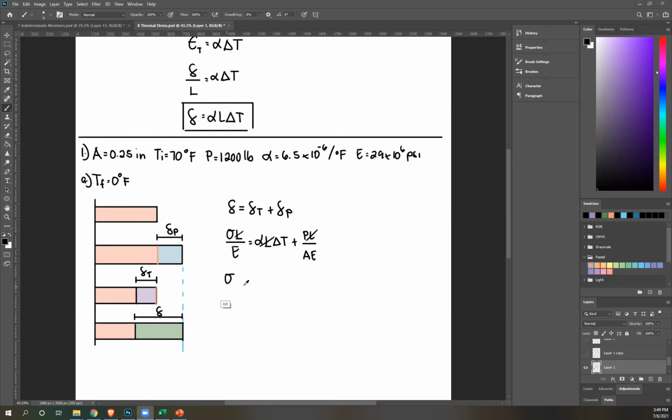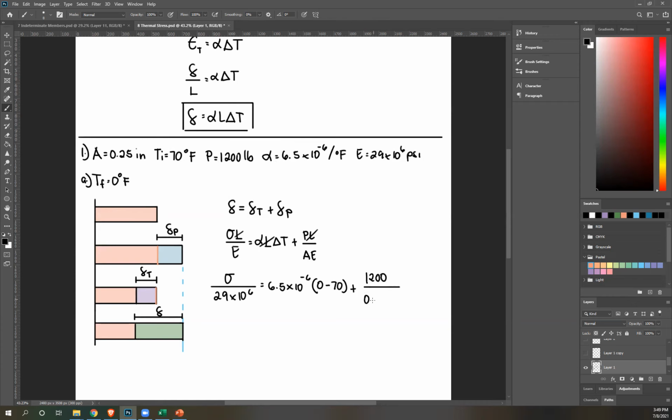Okay, then over E. E is given, 29 times 10 raised to 6. That equals alpha. Alpha is 6.5 times 10 raised to negative 6 per degrees Fahrenheit. So make sure your change in temperature is also per degrees Fahrenheit. Final temp is 0. Initial temp is 70. And then plus P over AE. Again, P, pounds, PSI, so uniform units. No need to convert.